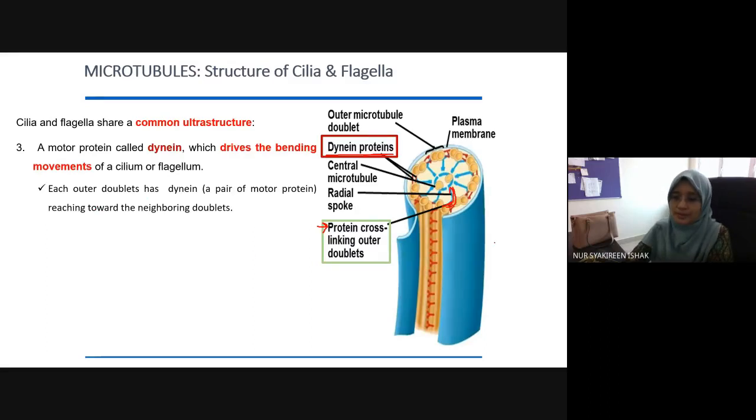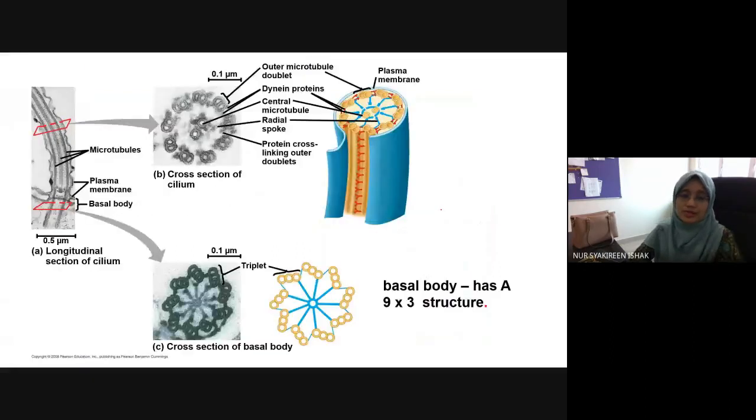Satu apa tadi? Surrounded by plasma membrane, and then dia punya arrangement dia adalah 9 doublets arranged in the ring, and then kita ada basal body and also the dynein protein. And also radial spoke lah kat sini. So those are the outer structures of cilia and flagella. So itulah dia sama juga.